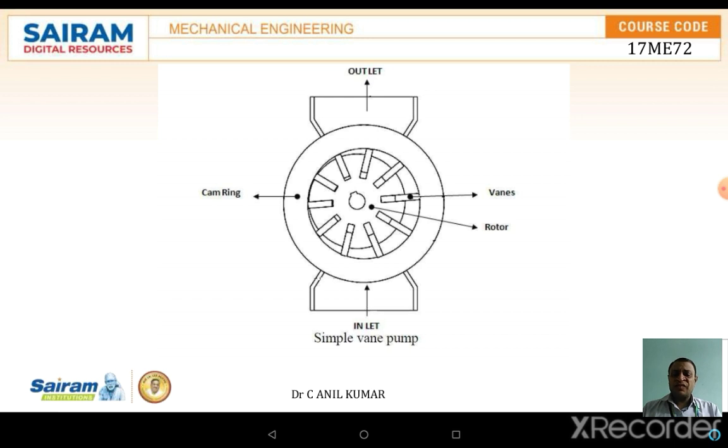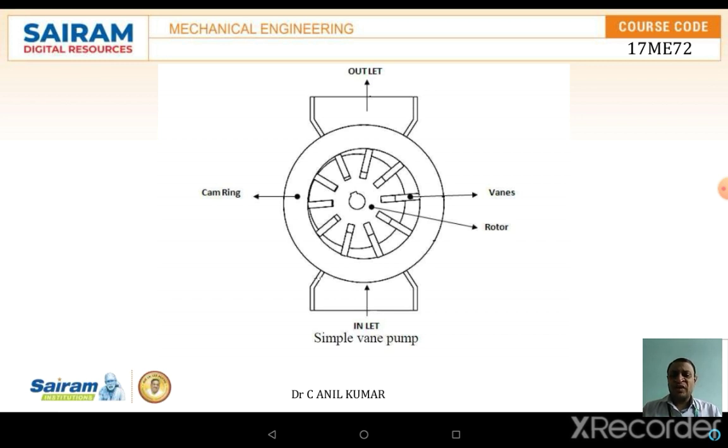The movement of the vanes can be done in two ways. It may be by spring action, or because of the rotation of the shaft, the centrifugal force is created. This centrifugal force moves the vane out of the slot. The movement in and out is a continuous process by which the fluid is collected in between the vanes, and that fluid is thrown out from the inlet port to the outlet port.